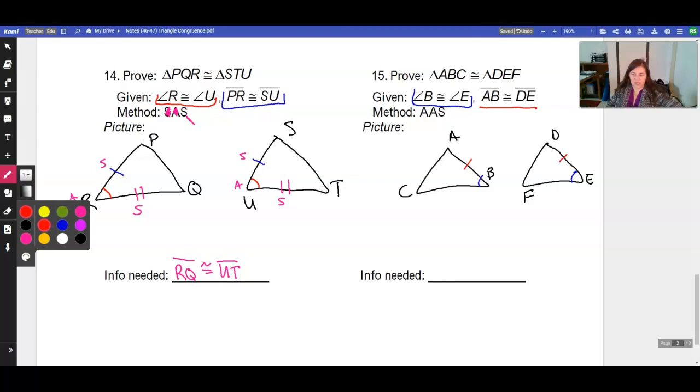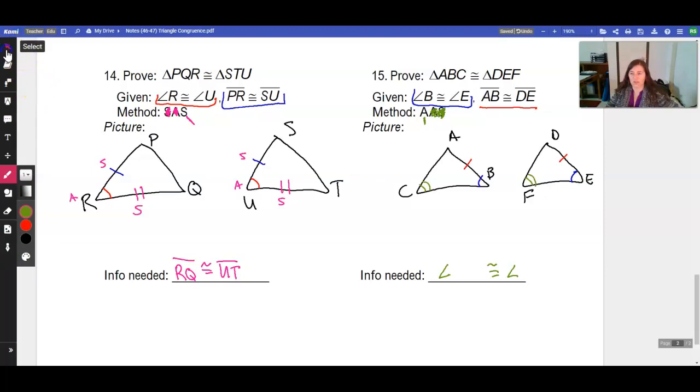When I look at what I'm trying to prove, I need 2 angles and a side. When I look at my picture, the givens, they gave me a side and they gave me another angle. So the thing I need is an angle. So I know right away that my info needed is going to be an angle of something. I want to make sure that when I do angle, angle, side, that this side AB or DE is not in the middle of my two angles. So the only choice here is C and F.